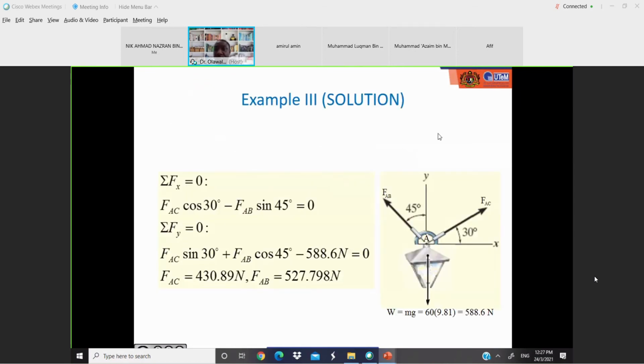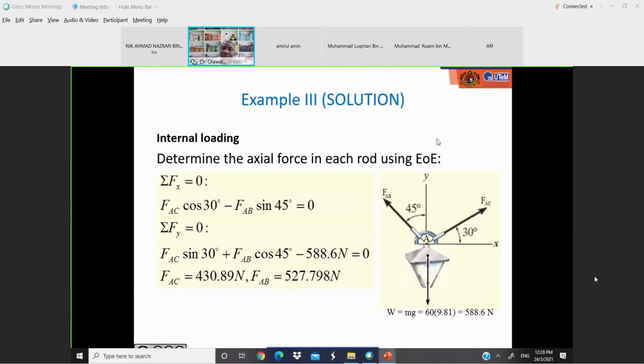So we just continue from where I stopped. Okay. So guys, please make sure you try these things and you know how to do it. Like I said, the first thing is you draw your free body diagram. Because step number 1, you want to determine the internal loading. So FBD, then EOE. And from your FBD, you calculate your weight. Then from there, you can calculate FAB and FAC. And if you do that correctly, you're going to get something like this.